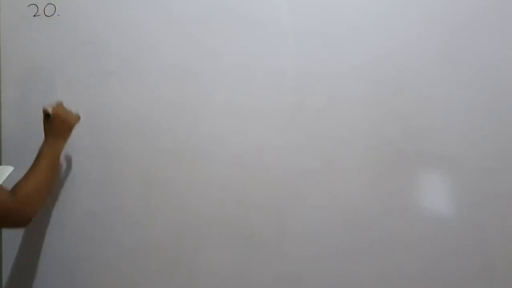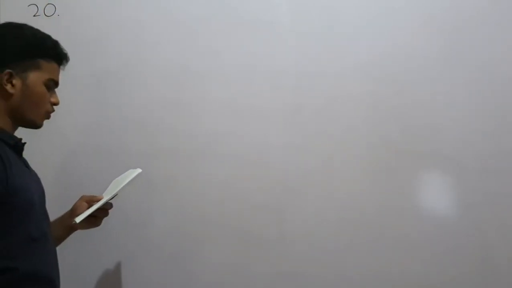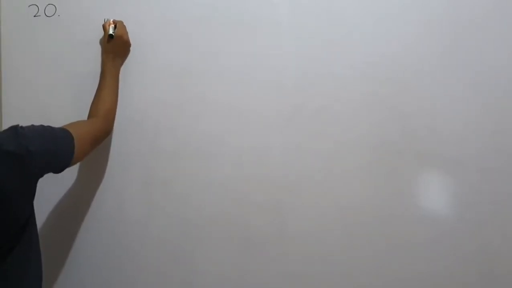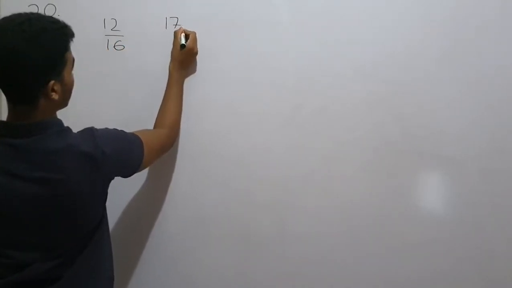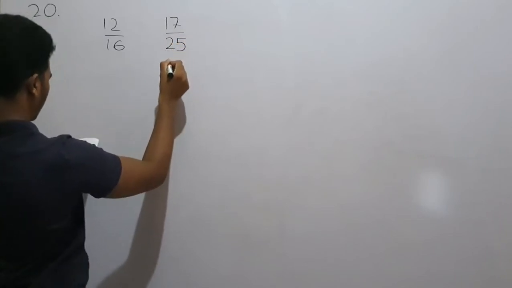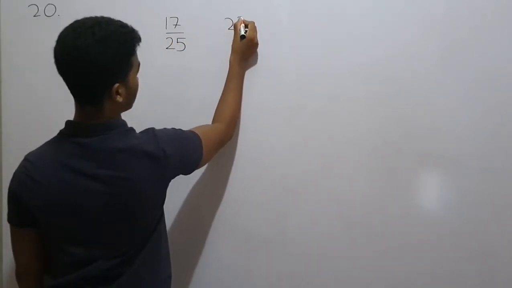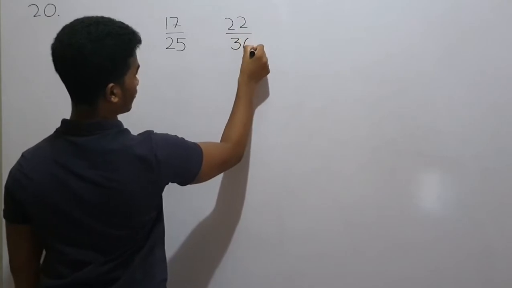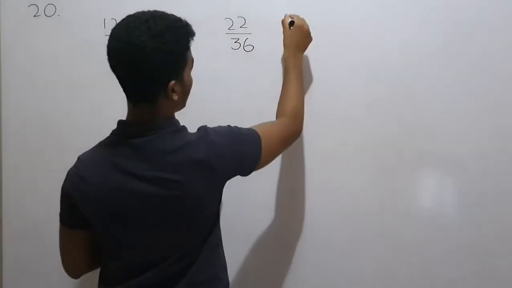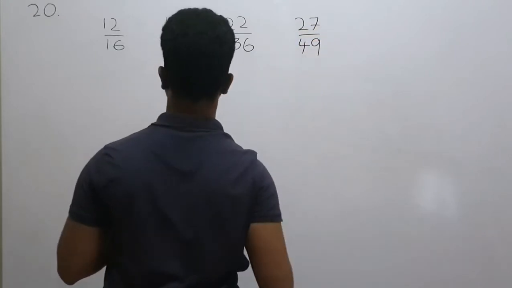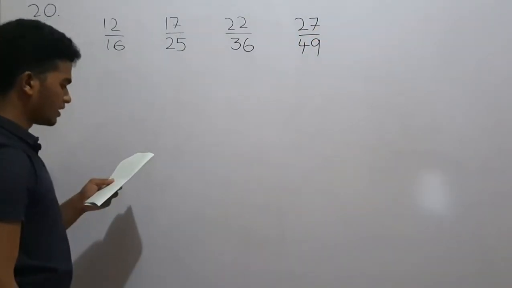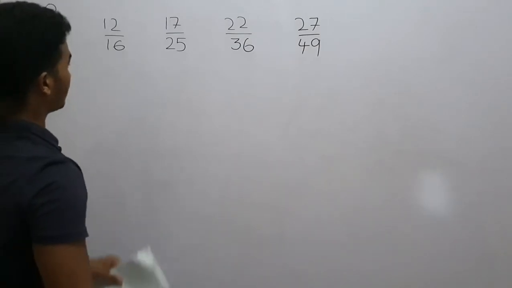So the 20th sum. Here are the first 4 terms of a sequence. The 4 terms are 12 over 16, the second term is 17 over 25, the third term is 22 over 36, and the fourth term is 27 over 49. Find an expression for the nth term of the sequence.